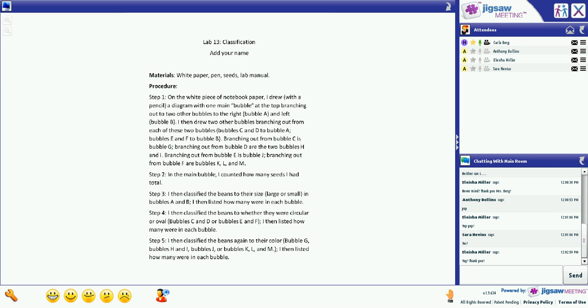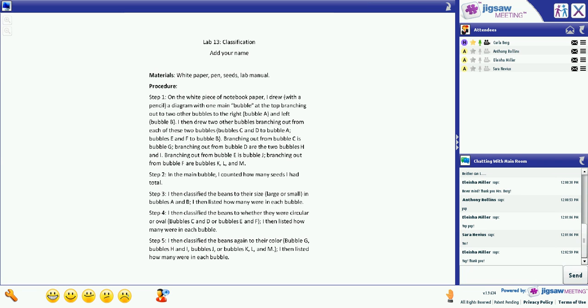I really was looking for a bolded, underlined, or highlighted word that says materials, with a list of the materials you used. Honestly, I don't remember whose lab report I took what from, but whoever this was, a very good materials section. Nice, simple: white paper, pen, seeds, lab manual. That was everything we used.